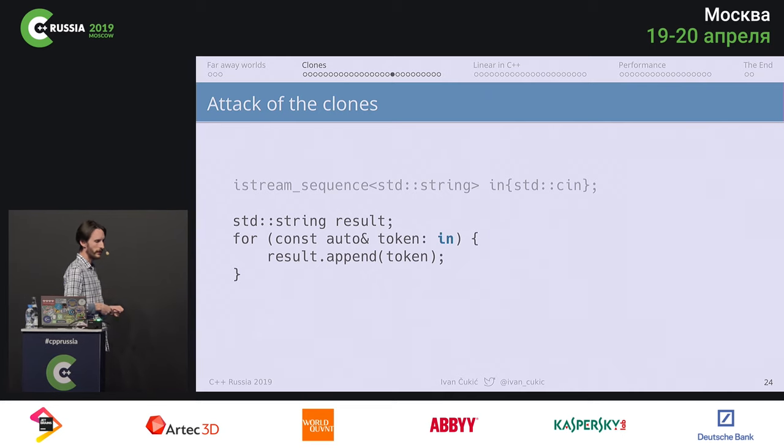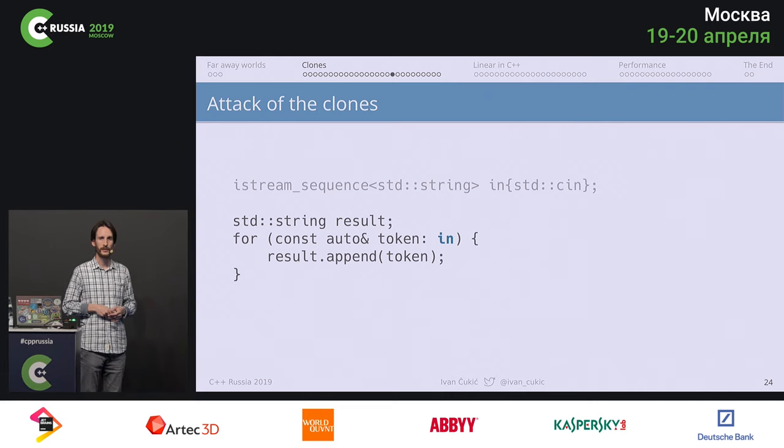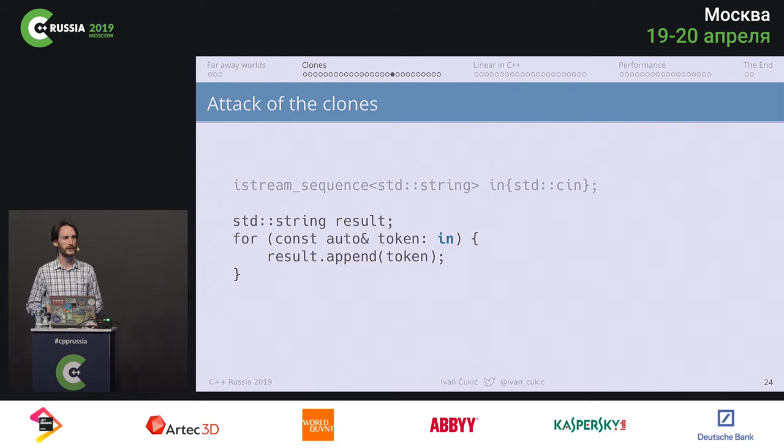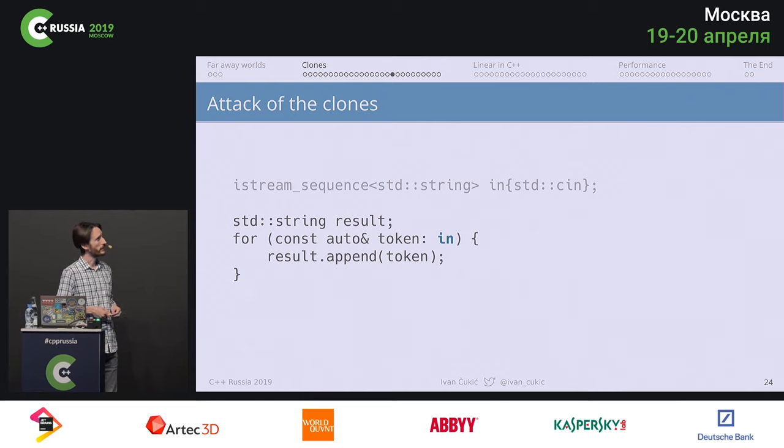Okay, so let's see an example of when copies can be problematic. So we have something called an istream sequence. We all wrote something like this in our lives. In essence, a wrapper around iterators for input streams. And we have a string result, and we are concatenating everything that we read from the standard input onto that string.